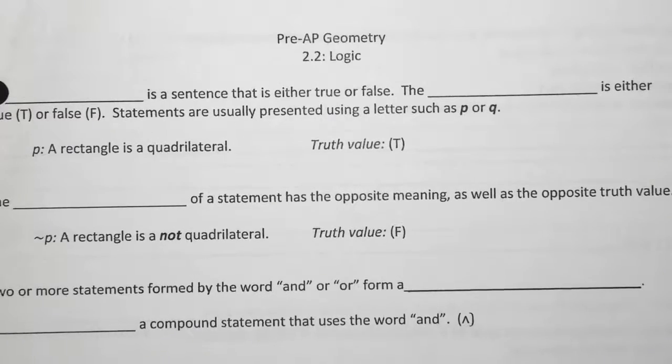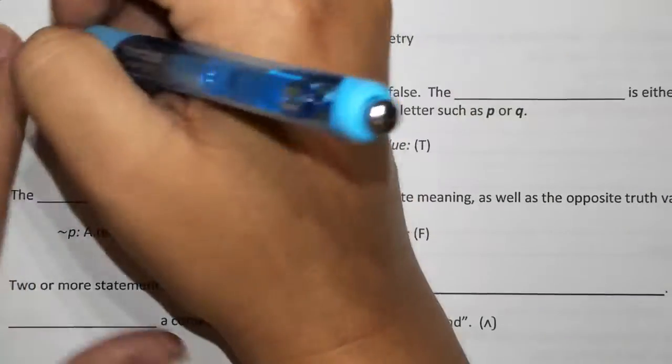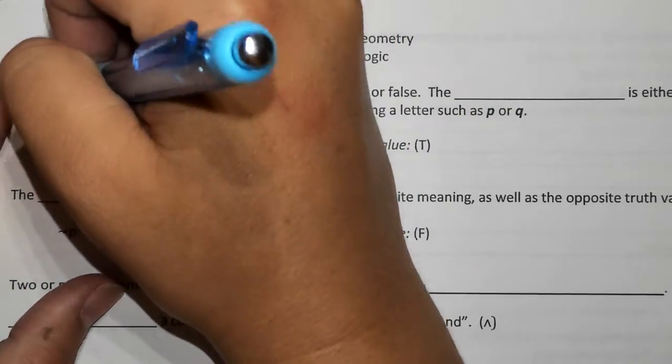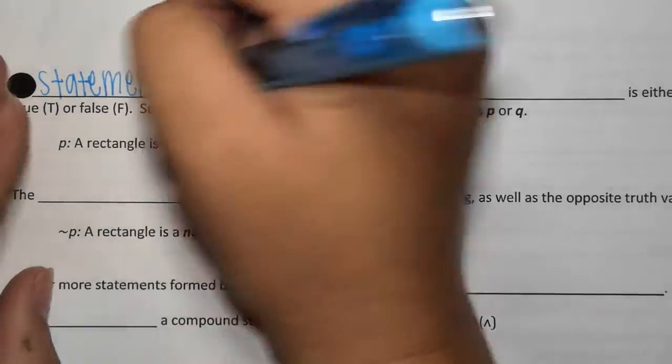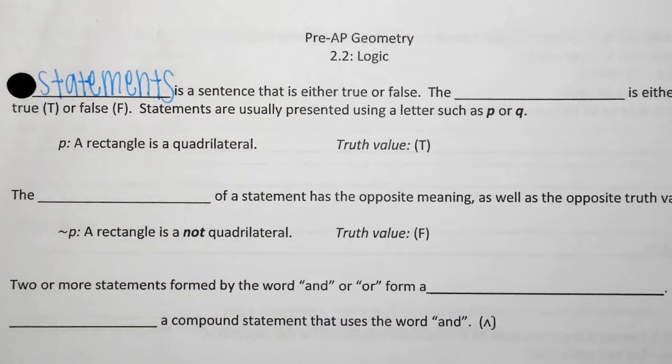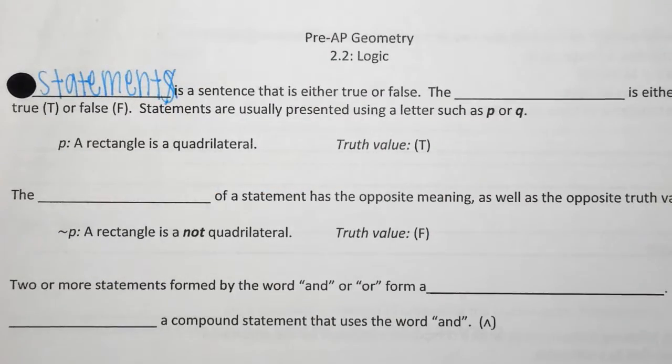Okay, we're starting lesson 2. In lesson 2, we're talking about statements. A statement is a sentence that is either true or false.